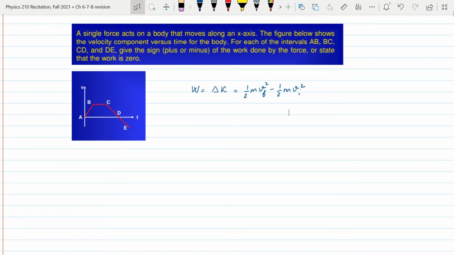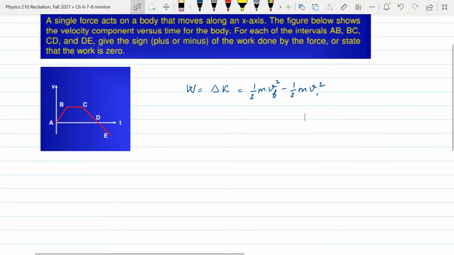Now, in order to relate the work done to a graph of speed versus time, we can immediately recall the formula for the work energy theorem, which tells us that the work is equal to the change in kinetic energy, and so the work done will be equal to half m v final squared minus half m v initial squared. So we can then deduce that if v final is larger than v initial, we can directly know the sign of the work done.